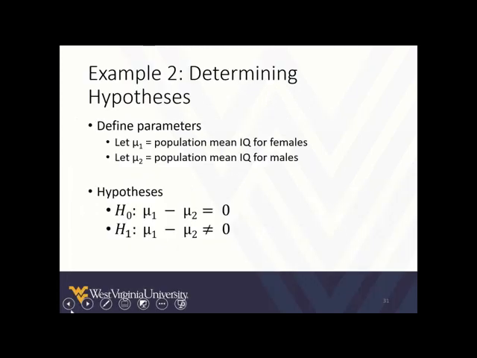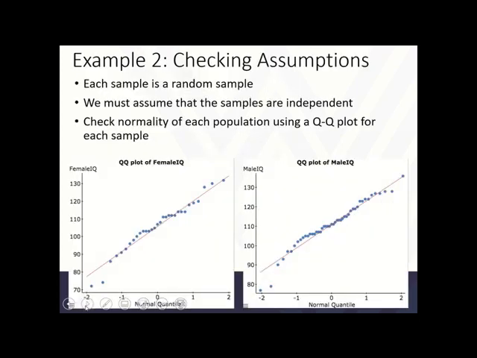So now we can go ahead and check our assumptions since we have established our parameters. Our hypothesis test, as I stated, is the two-sided alternative. So we were told that each sample was a random sample. We're going to assume our samples are independent. Generally, this isn't a problem. And like I said, we'll go ahead and assume it.